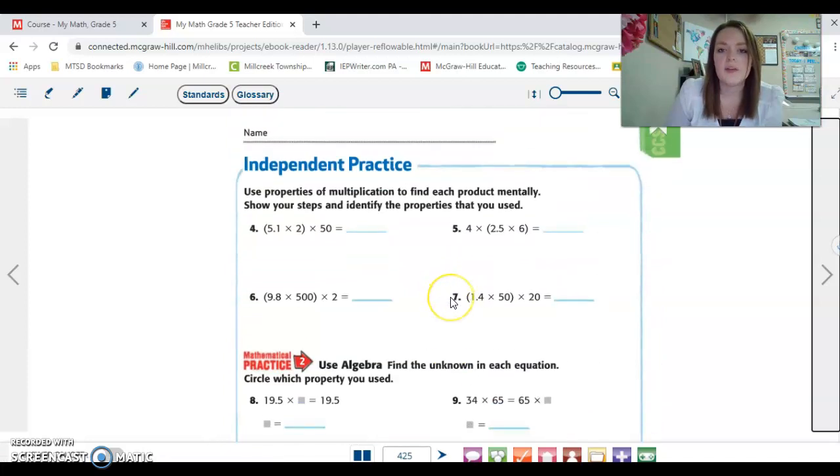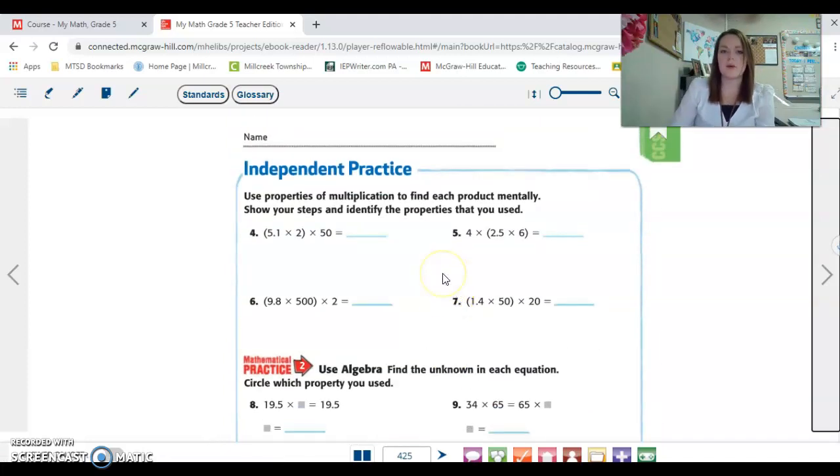I'm going to do a few with you and then I will assign some for independent practice. Let's look at our directions first. Use properties of multiplication to find each product mentally. Show your steps and identify the properties that you use. Okay, so first let's identify the property. We have a 5 and 1/10 times 2 times 50. So I see some parentheses in here.